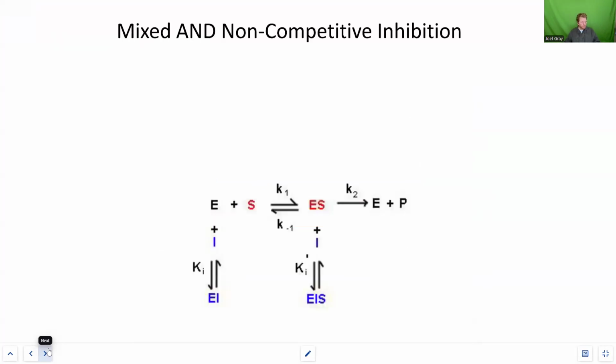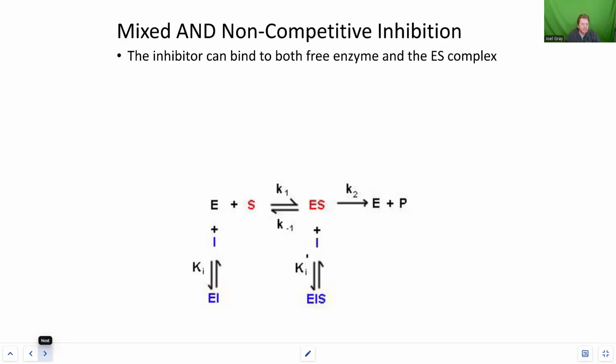So now we're on to what I would argue is kind of the trickiest of the bunch, and that is your mixed and non-competitive. And the reason that these are grouped together is because it's actually just kind of one idea. But then what are the results? That's the question that's being asked. Okay, so a mixed and non-competitive inhibition. Now, this is an inhibitor that can bind to both free enzyme and the ES complex. Okay, so this is one thing that's kind of tough.